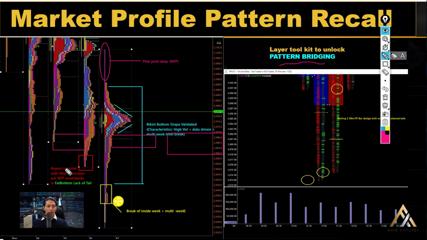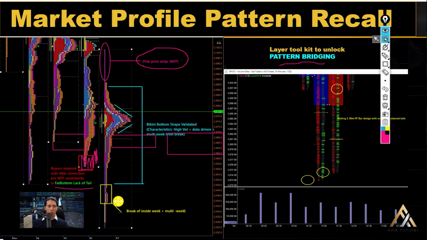So buyers respond with little conviction pre-NFP uncertainty, i.e. fat bottom, lack of tail, right? It's not a great fat bottom, but there's definitely a lack of a tail, and there's definitely order flow pace that is reminiscent of fat bottom type trading. The following day, you get the pink print whip.